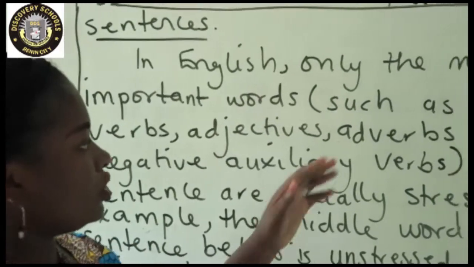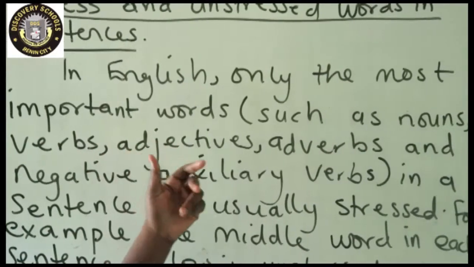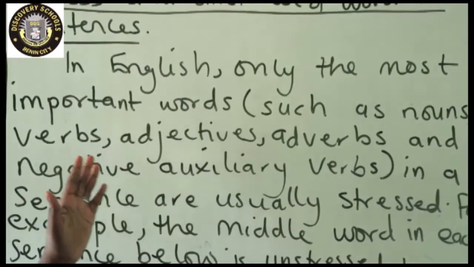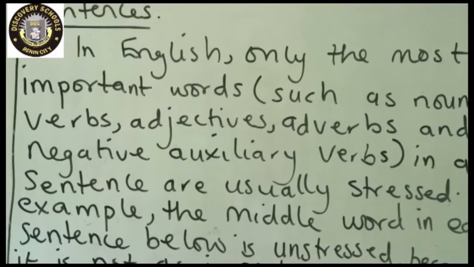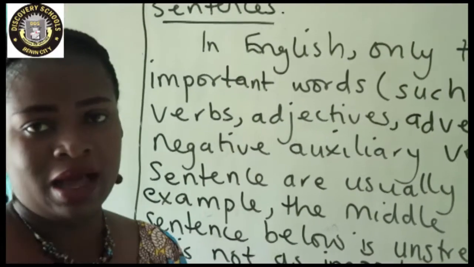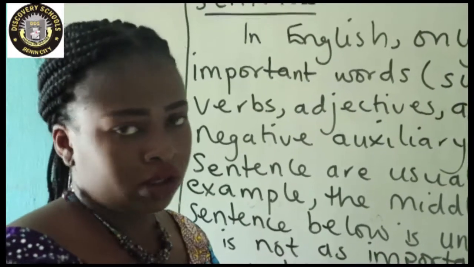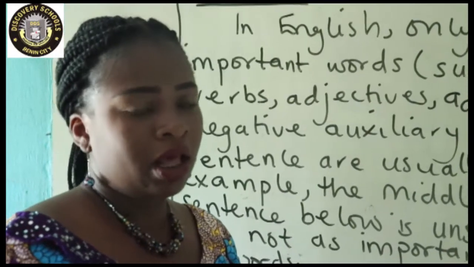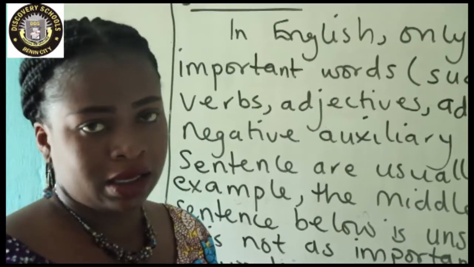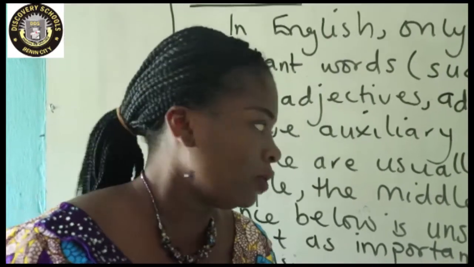We have words that belong to nouns, verbs, adjectives, adverbs, and negative auxiliary verbs. What are these negative auxiliary verbs? Verbs like can't, couldn't, wouldn't. All these are negative auxiliary verbs. The positive ones are can, could, would, may, might, and so on and so forth.